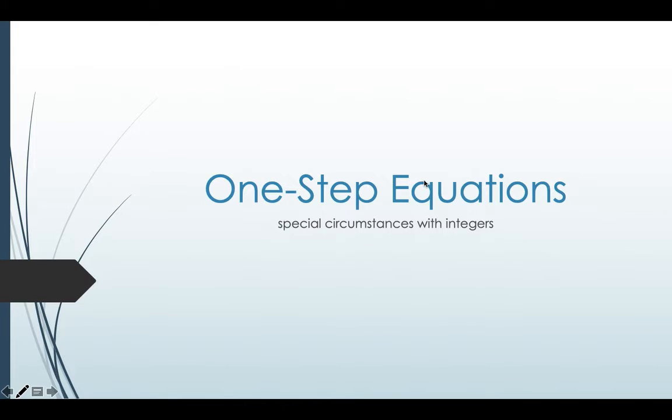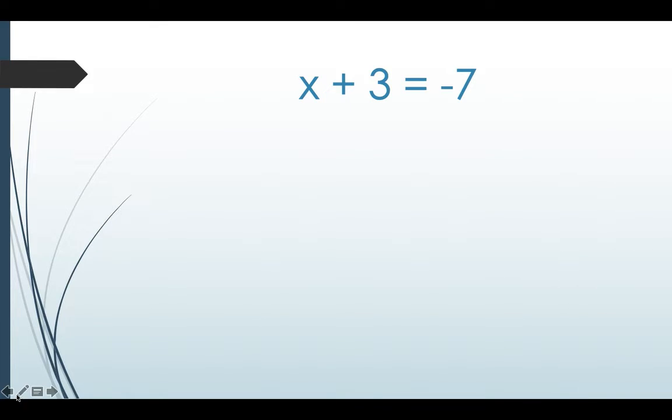So those are examples with fractions. Now we have some equations where we can see some of those special rules that we learned about integers pop up. So let's go ahead and take a look at this one-step equation. It says x plus 3 equals -7.